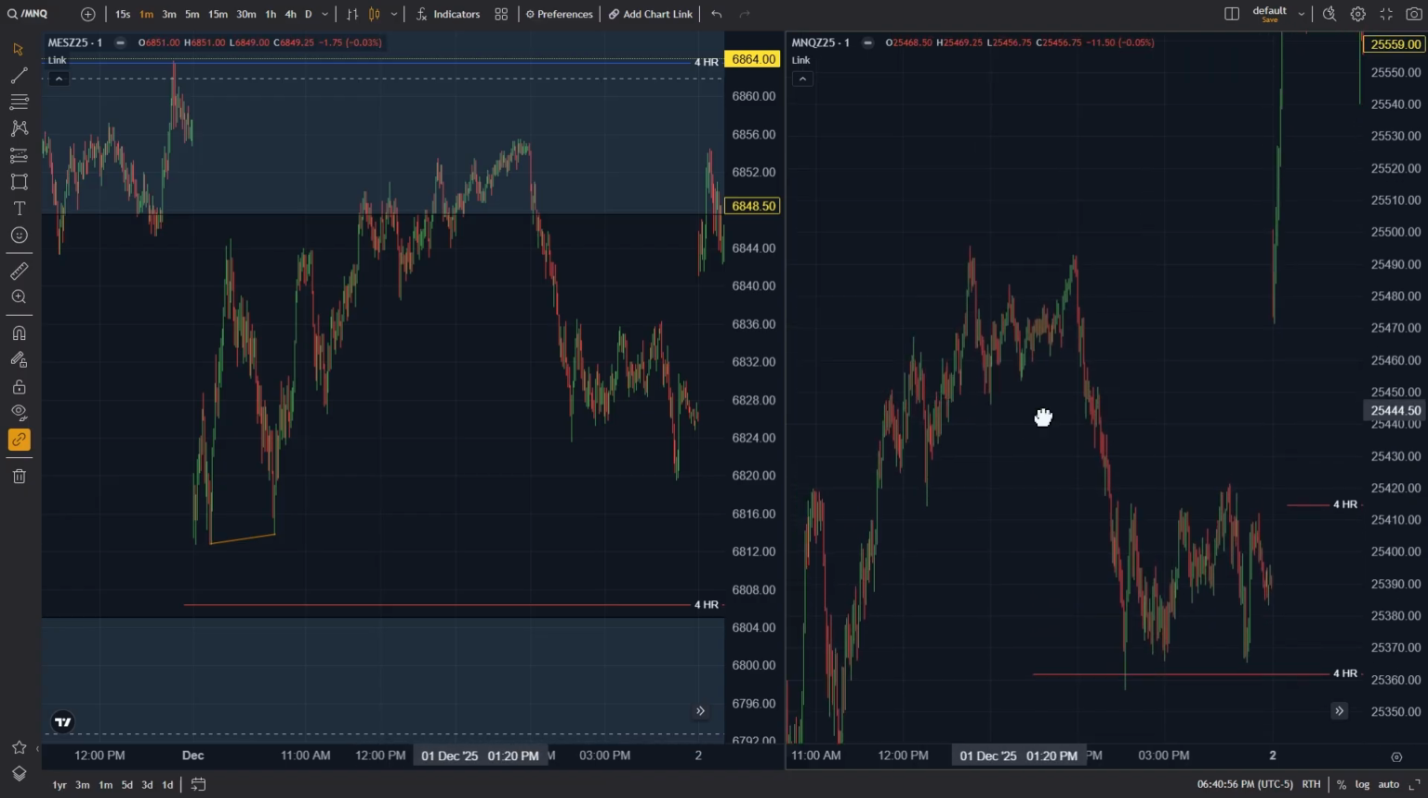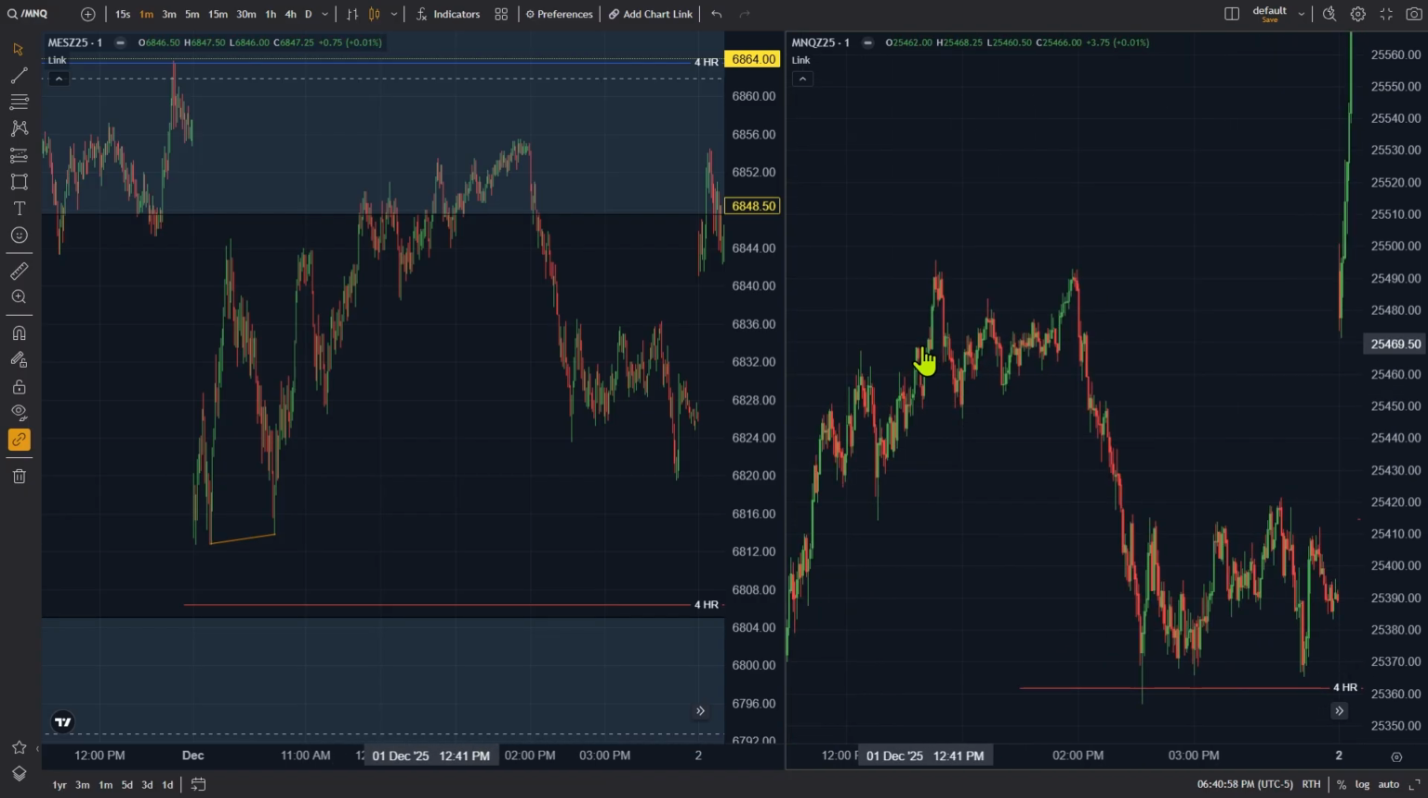Okay, so here, we've got our breaker. We didn't validate, no fair value gap underneath, lower high. We did validate, fair value gap underneath. We came up again, probably would have got smoked there. And then we push lower, still lower high. We've got to see that lower high.